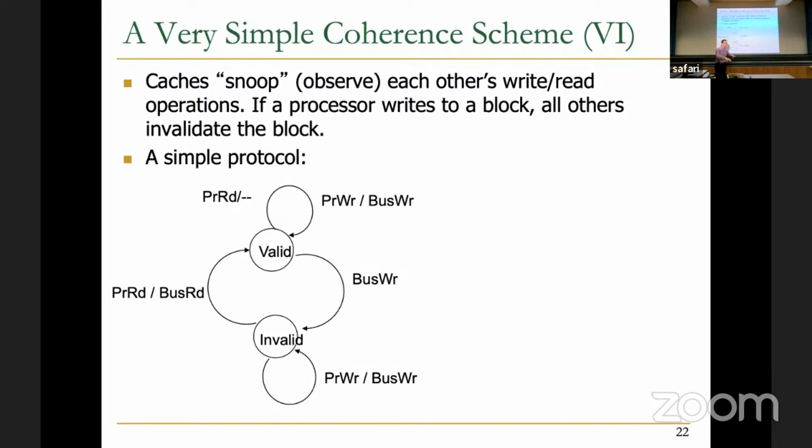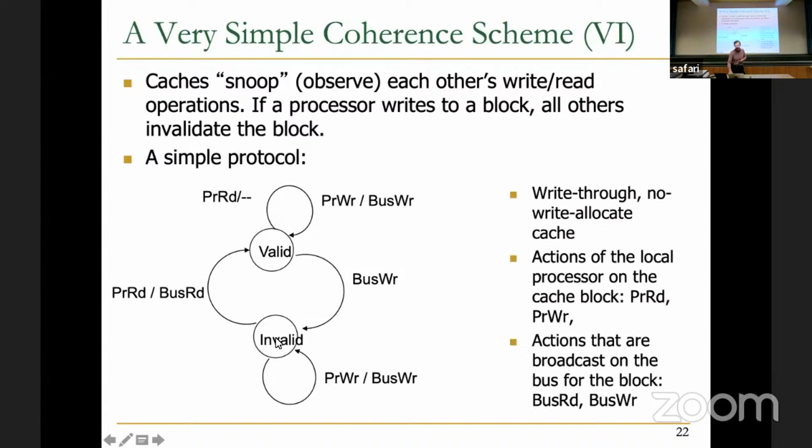So this is the block's perspective. The block can be valid or invalid in any cache. When a processor wants to read a block, well, let's say initially it's invalid. When a processor wants to read a block, it basically sends a bus read request and goes to a valid state. When a processor wants to write to a block, it sends a bus write request to everyone. And it also goes to an invalid state.